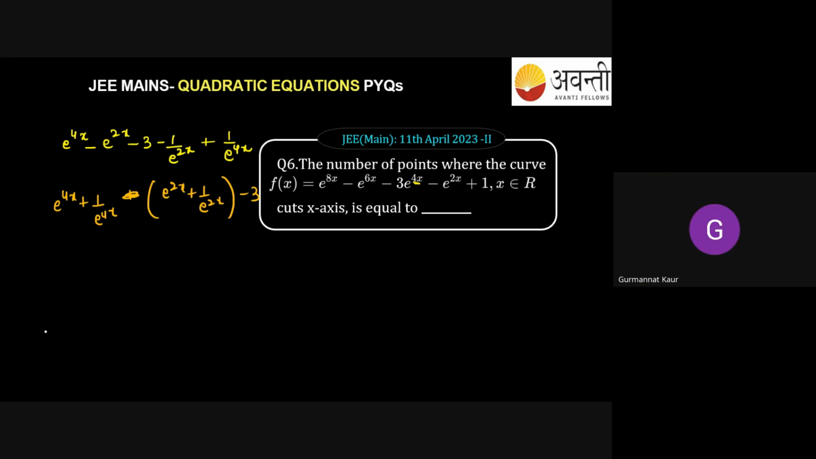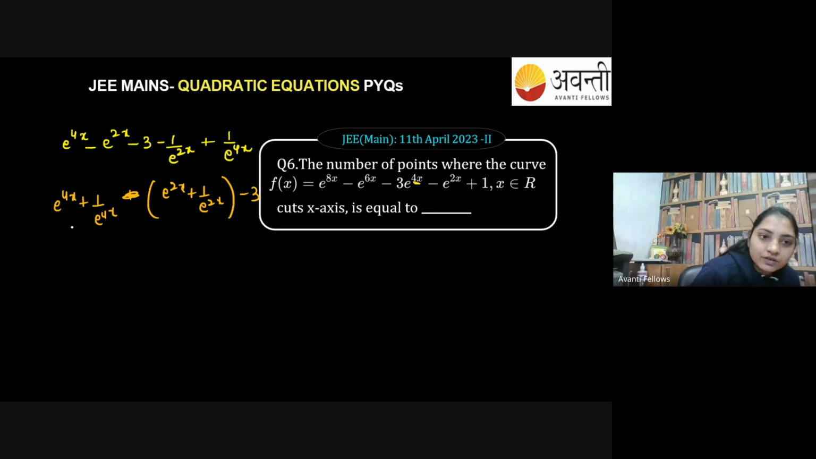Yes ma'am. So just have a look. Can you see it is 2 times (e raised to power 2x whole square plus 1 upon e raised to power 2x whole square) minus (e raised to power 2x plus 1 upon e raised to power 2x).